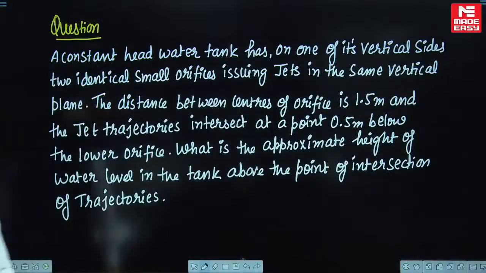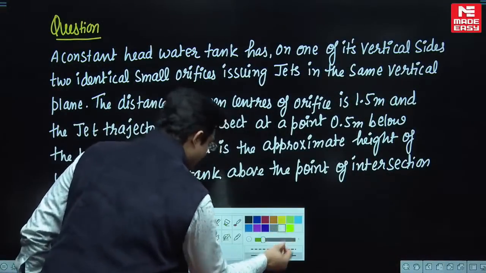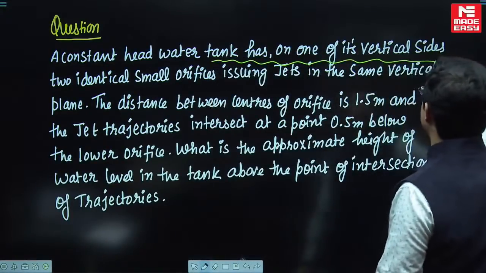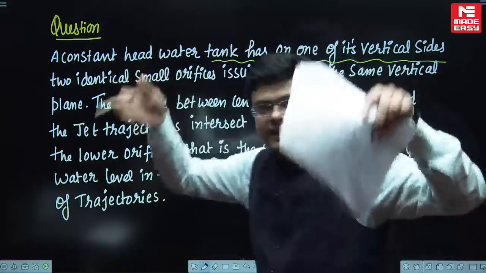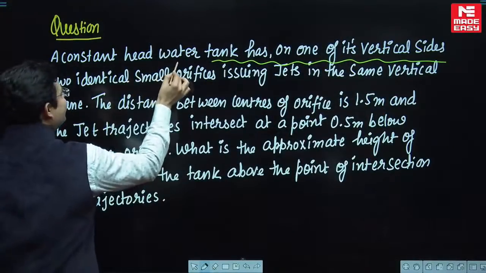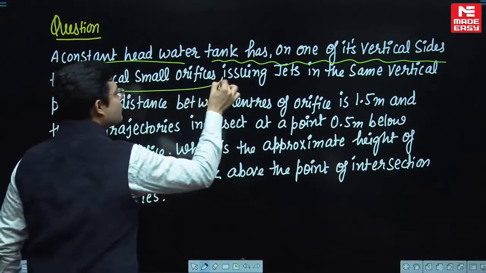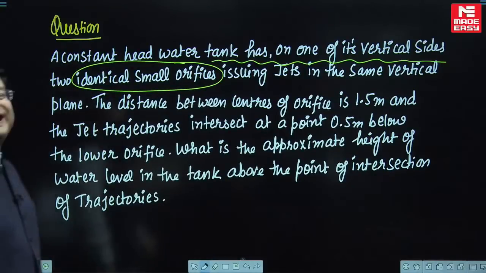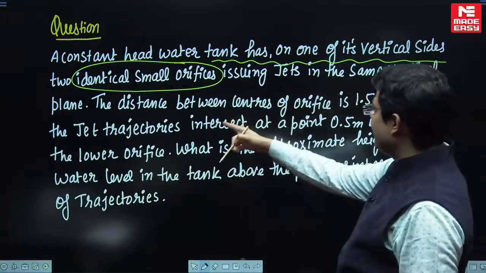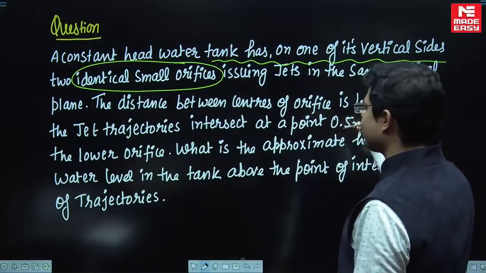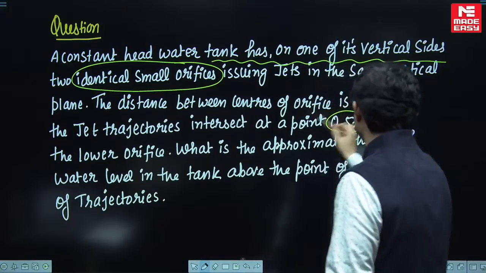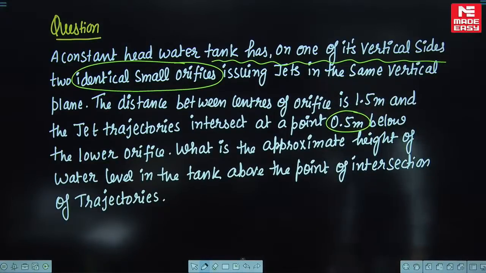Yes, what is written? These varieties are also important. A constant head water tank has, on one of its vertical sides, two identical orifices. Very important, identical orifices, from where the jet comes out. The distance between the centers of the orifices is given, and jet trajectories intersect at a point 0.5 meter below the lower orifice.